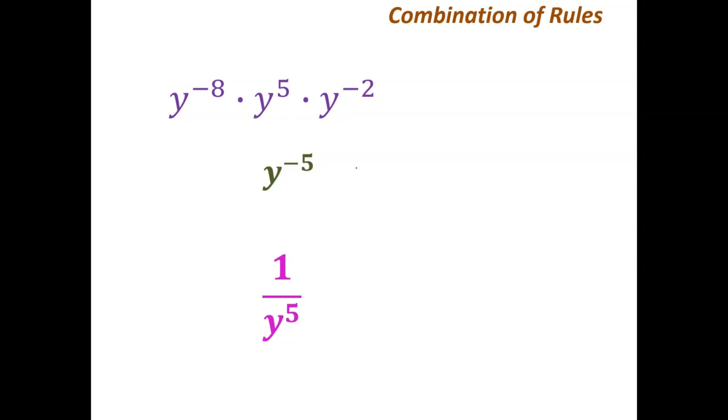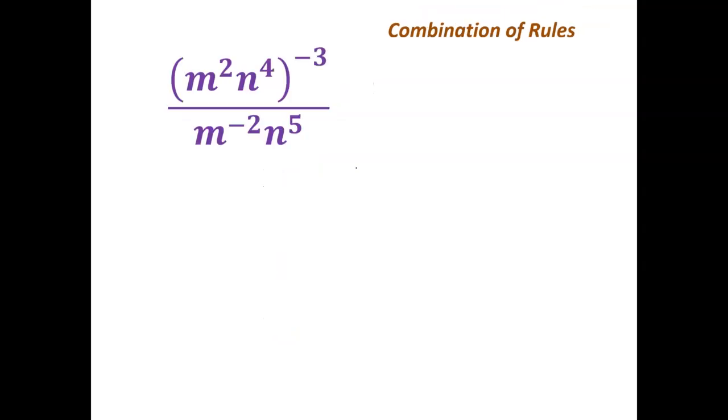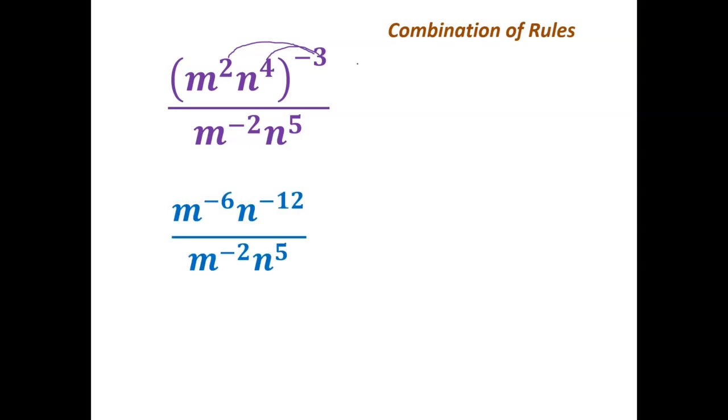Let's try another example. In this case, I have a parenthesis on the top and I don't have a parenthesis in the bottom. So to open the parenthesis, I'm going to multiply 2 by the negative 3, which will give you negative 6, and I'll multiply 4 by the negative 3, which will give me negative 12. So that's the first step. The denominator stays as is.